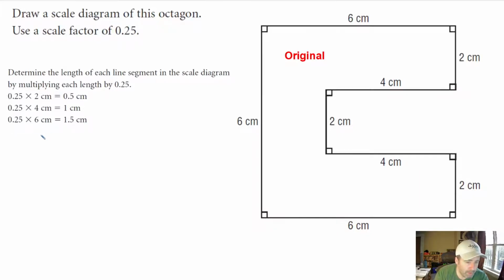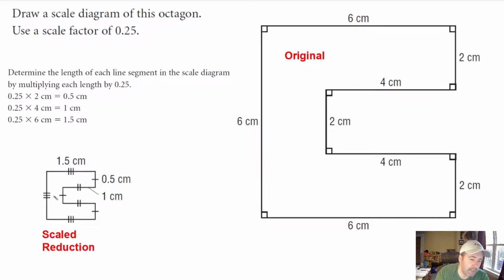So corresponding sides on the scale diagram are going to scale as follows. The 2 centimeter sides, these guys, will go to 0.5. The 4 centimeter sides will all go to 1, and the 6 centimeter sides will all go to 1.5. Okay, and it'll look something like this.